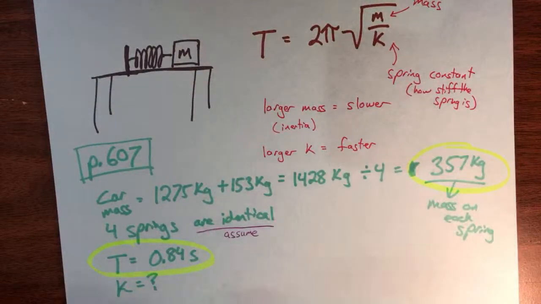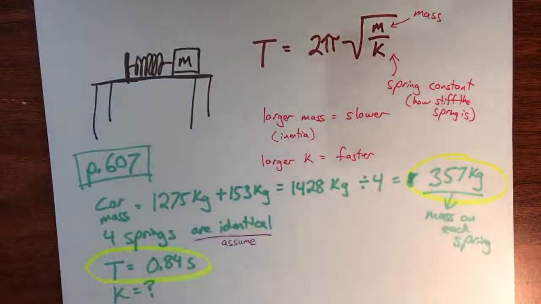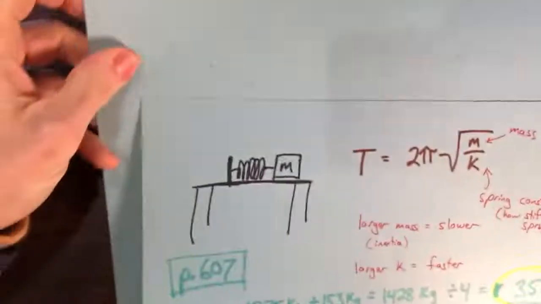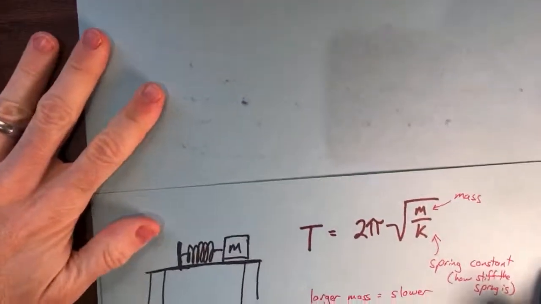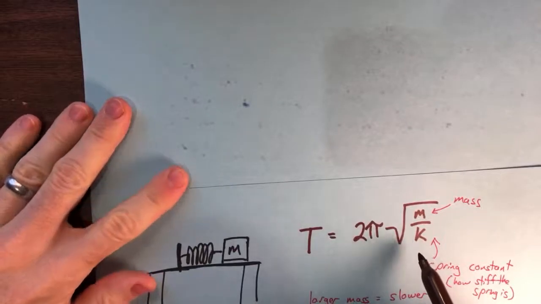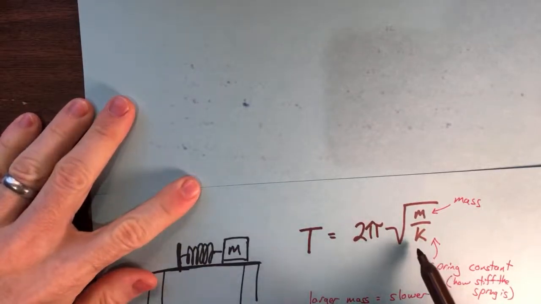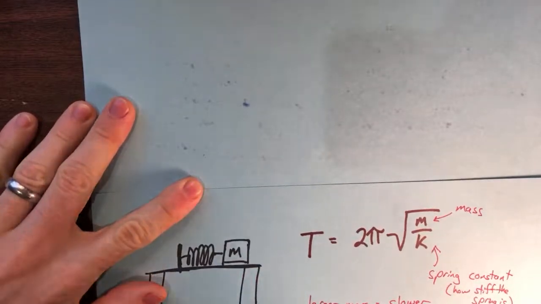All right, so we have this equation right up here, and let me see if I can conserve paper here. Let's do it up here, okay? So what I want to do is rearrange this equation to solve for K, because that's what we want to solve for. So I want to get K all by itself. So the first thing I want to do is divide both sides by 2 pi, just like we've done before.